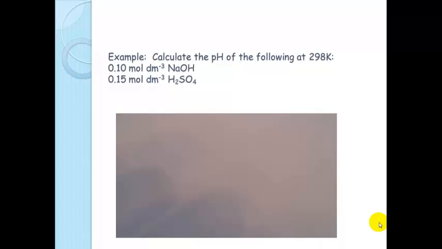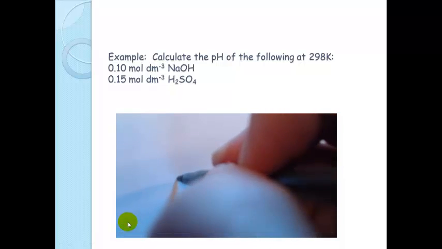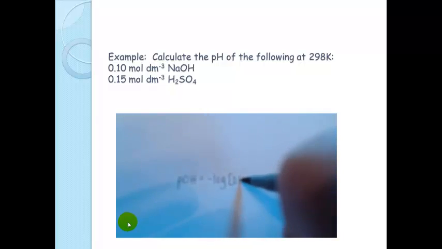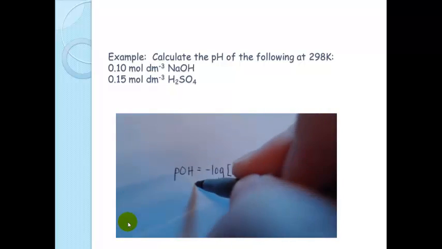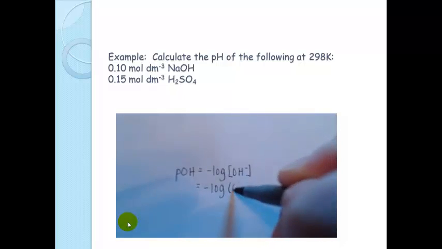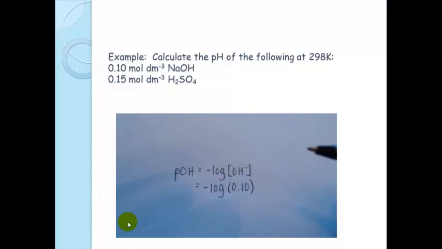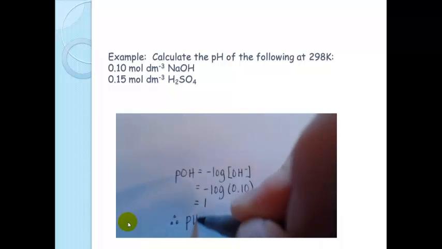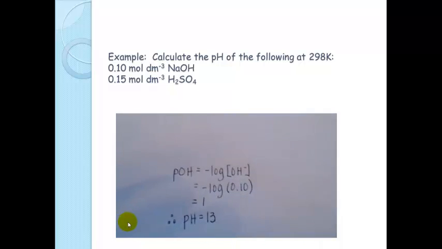Calculate the pH of the following at 298 kelvins. So you have 0.1 molar NaOH, which is a strong base, and you have 0.15 molar sulfuric acid, which is a strong acid. So let's start with NaOH. We know that in NaOH we have OH minus ions. So we can find the pOH, which is equal to the negative log of the concentration of OH minus. And since it's a strong base, the concentration of OH minus is just 0.1 molar. And so the pOH, when you plug this in, is equal to 1. And remember, pOH plus pH has to equal 14, so the pH must be 13.